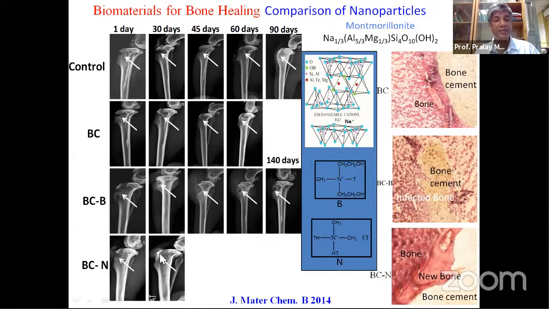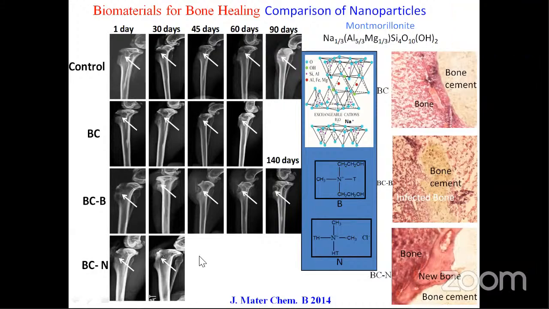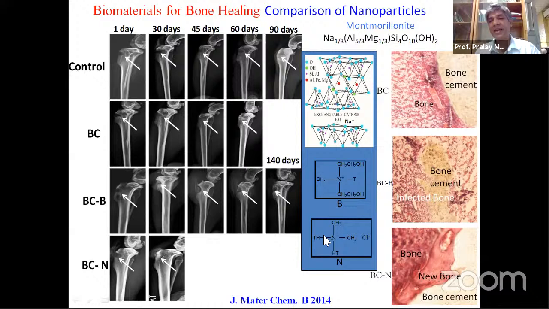This is a bone healing experiment, and the control takes around 90 days. Now this is the current system the doctors use. It heals in around 60 days. But if we use a nanoparticle, it heals in 30 days time. So those are the advantages. And we are not going into the morphology and other things.